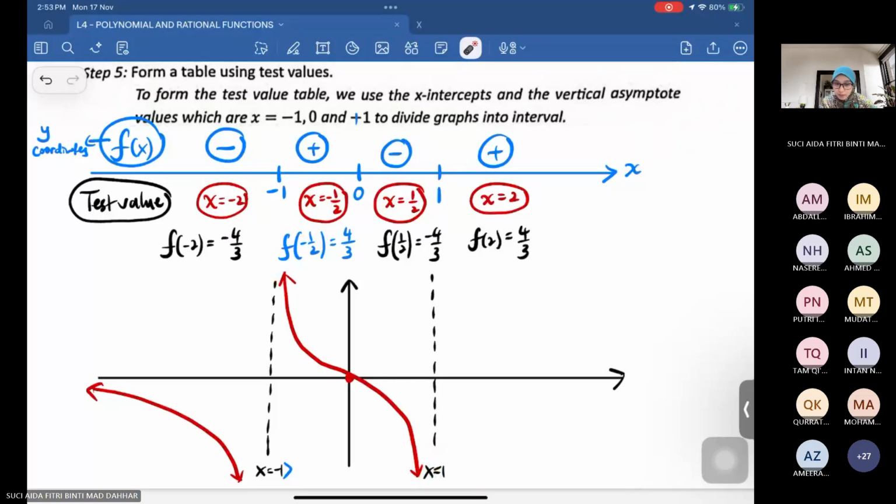Got it? Okay? Just in case, if you have plus plus here, that means your graph will look like this, smiley curve. If your graph is minus minus, then you'll be a sad face down here. Okay? That's why this sign is very important.